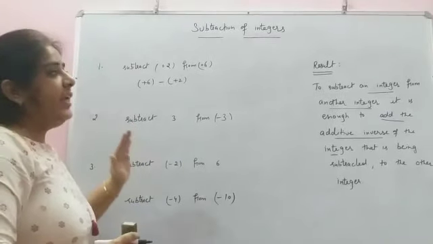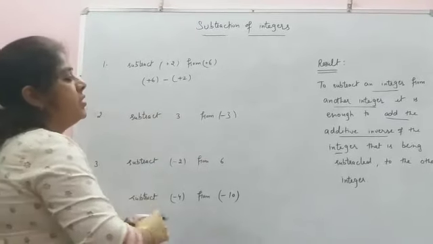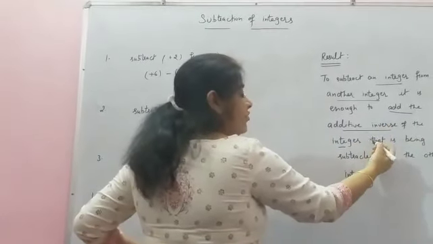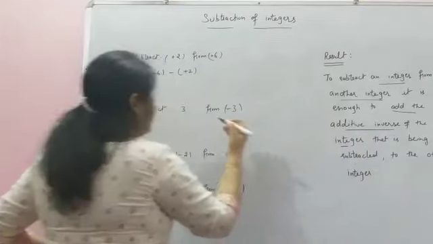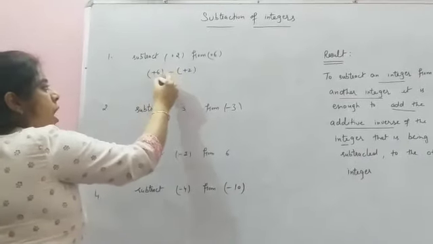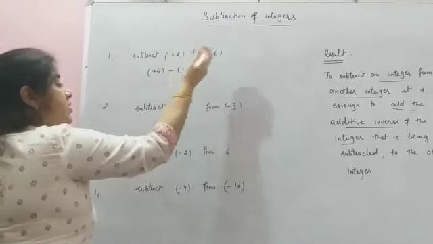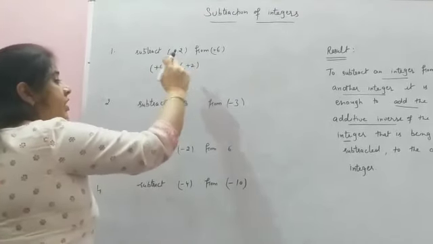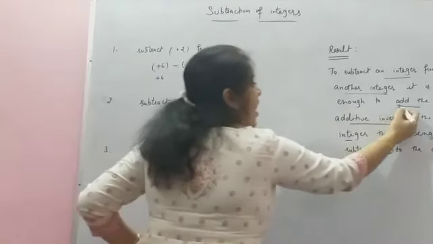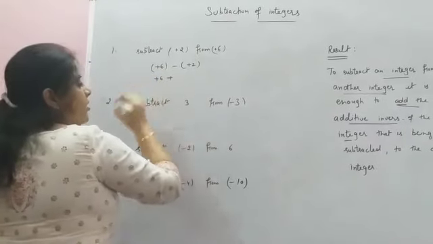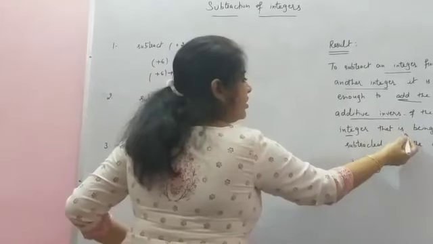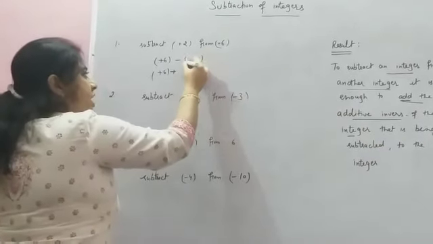Subtraction of two integers represents adding the additive inverse of the integer that is being subtracted. Keep the first integer as it is, and add the additive inverse of the integer that is being subtracted.